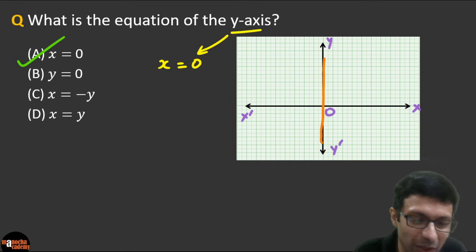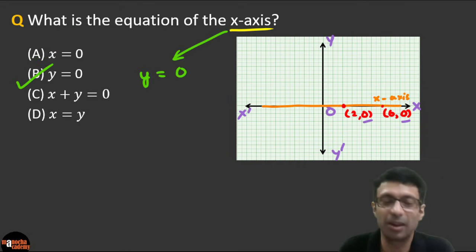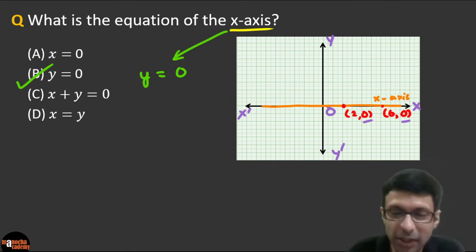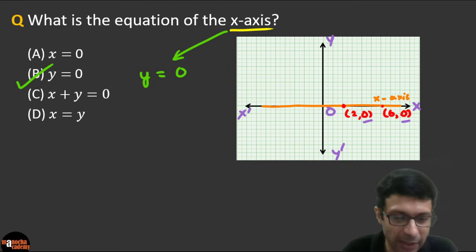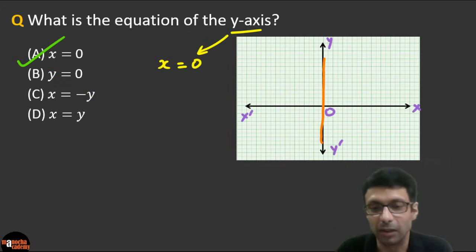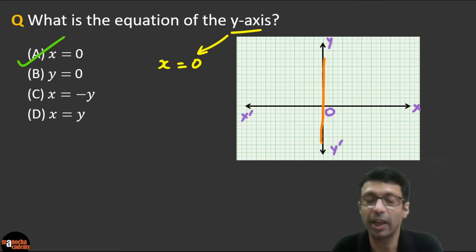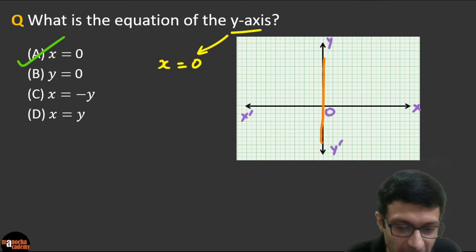It's a little confusing. Remember, for the x-axis, what's the equation? y equal to 0, because you can have any different value of x on the x-axis, different points, right? But the y value is fixed. And similarly, the equation of the y-axis is x equal to 0. Clear, guys?